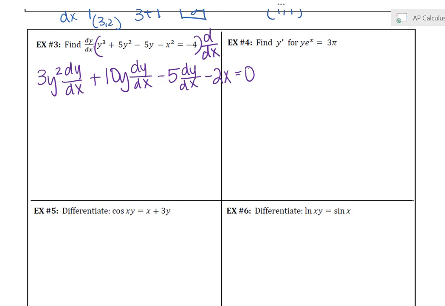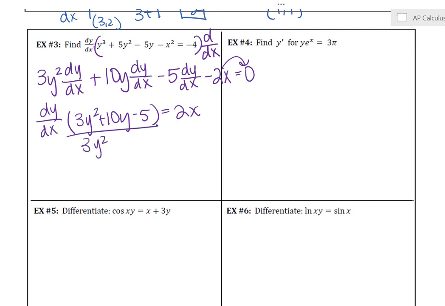Once again, we're trying to factor out our dy over dx's, so I'm going to move that 2x over to the other side. I'm going to say dy over dx gets factored out. We're left with 3y squared plus 10y minus 5 equals 2x. And then you just divide to isolate that dy over dx. And then you are good to go. This equals dy over dx.